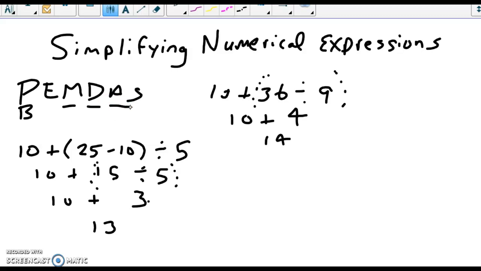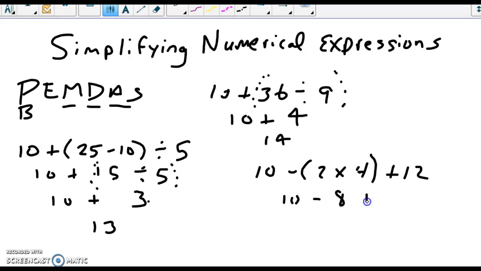Let's see. I have a little bit of space here. I guess I could do one more. If you have 10 minus the quantity 2 times 4, plus 12. So do you have parentheses? Yes. You have to do that first. That's 8. So now you're left with 10 minus 8 plus 12.